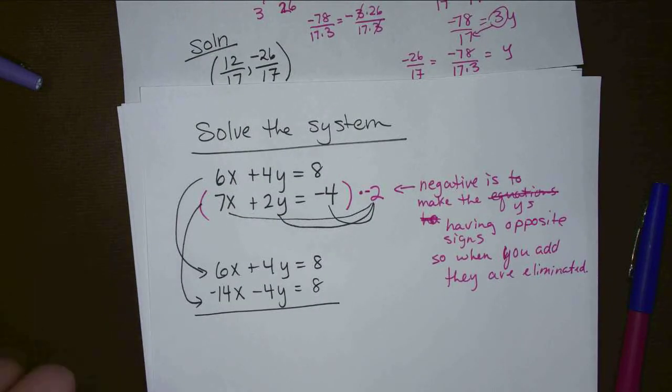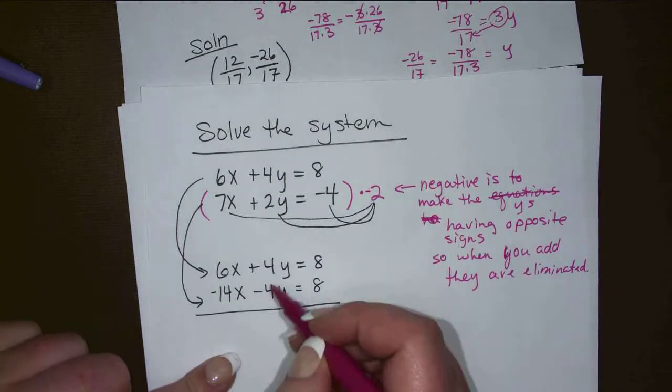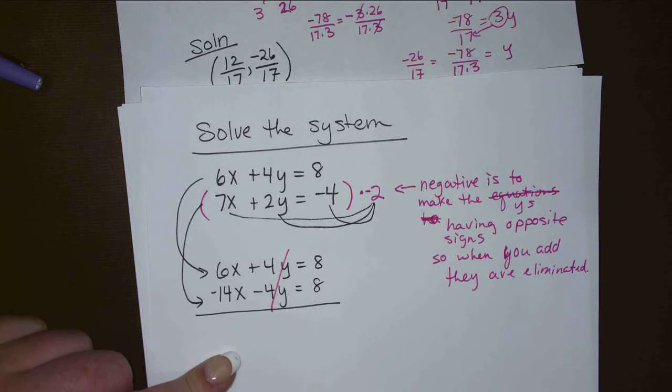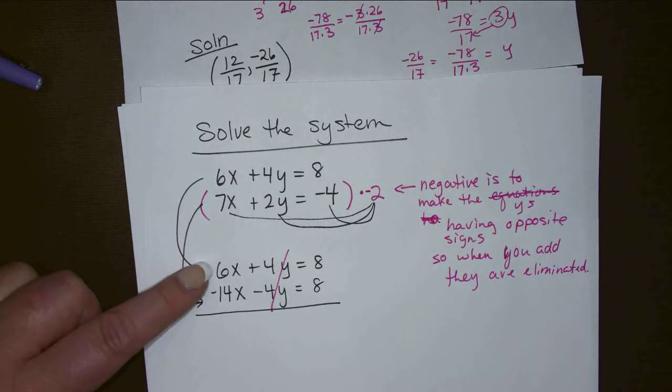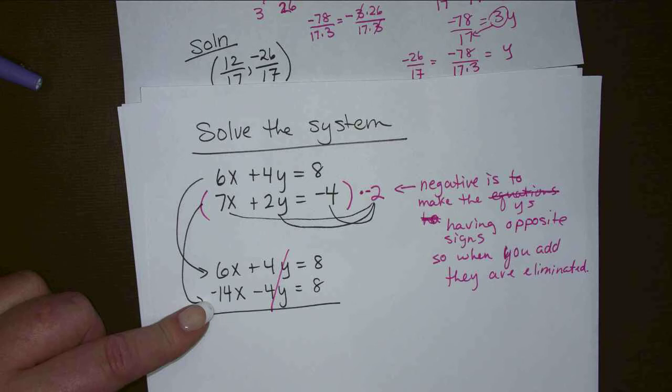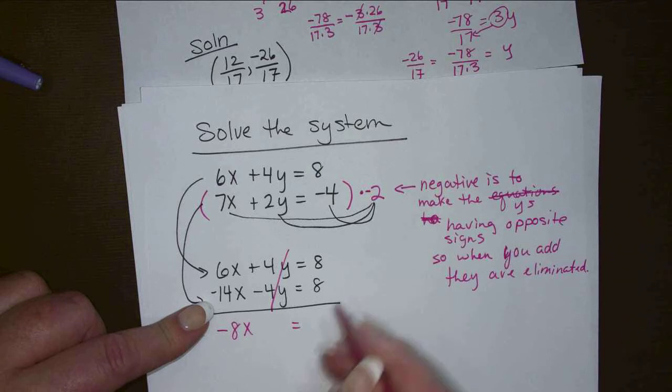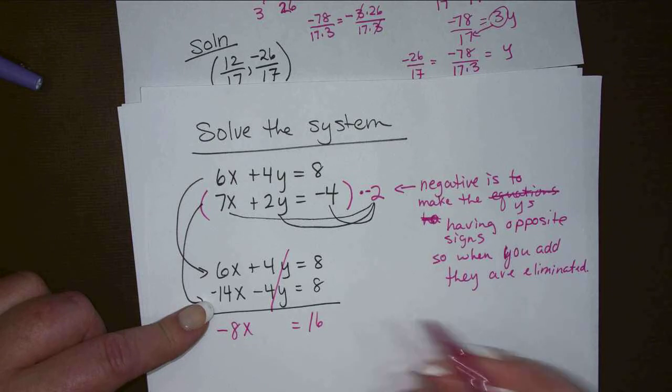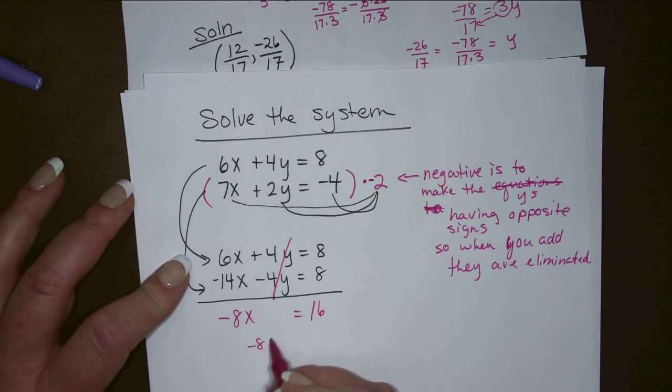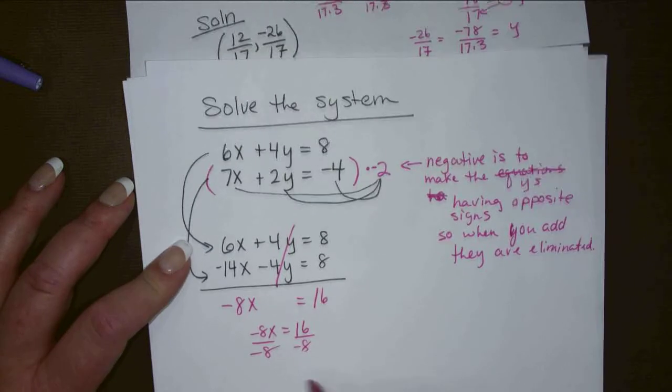And now we add them together. These are opposites, so they cancel. 6 minus 14, or 14 minus 6, is negative 8. 8 plus 8. If you had the signs wrong, you might end up with a 0, but 8 plus 8 is 16. So you've got an equation, negative 8x equals 16. Divide by negative 8, x is negative 2.